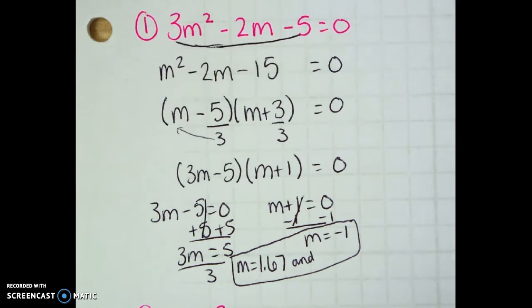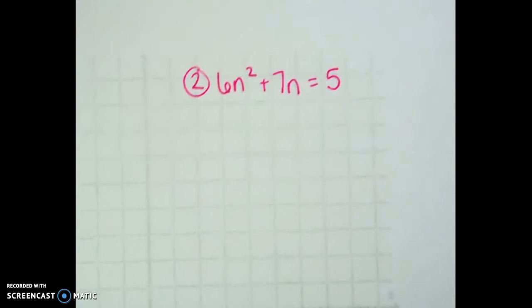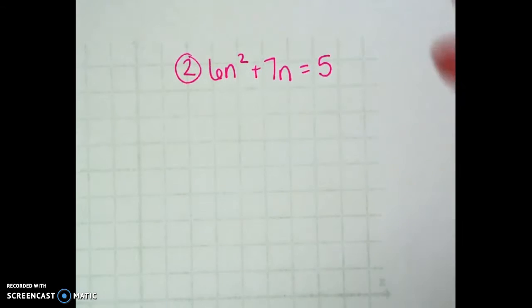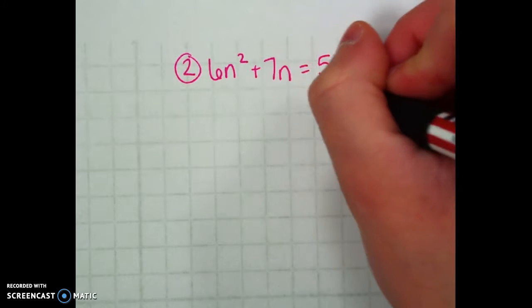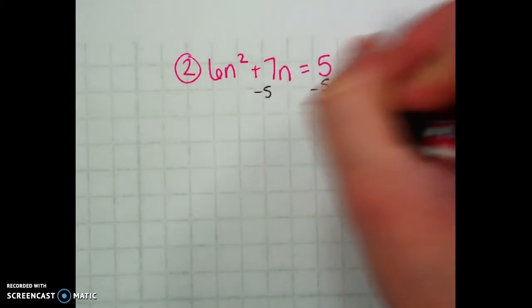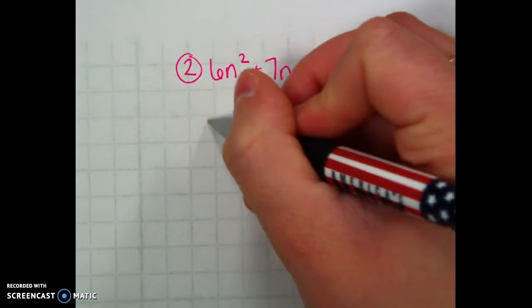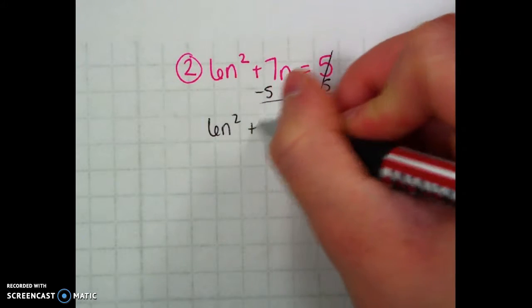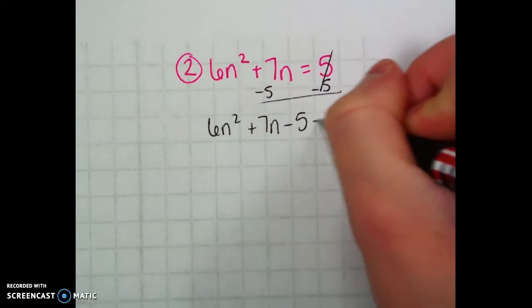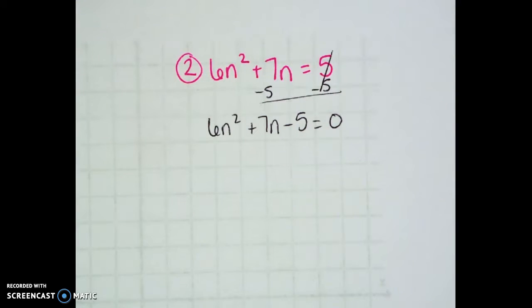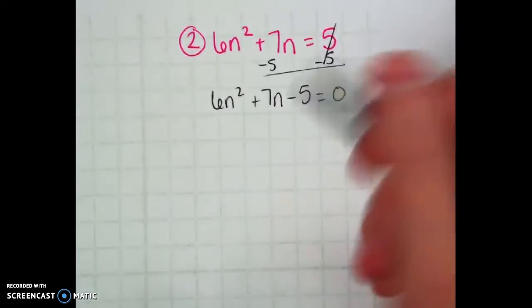Okay, let's look at number 2. So for this one, not all of the terms are on the same side, so you're going to have to move stuff around first, and then do slide, divide, slide. Okay, hopefully for this one you subtracted 5 first. And when you subtract 5, you'll just put it at the end of this, so it'd be 6n squared plus 7n minus 5 equals 0. Now you can do slide, divide, slide.